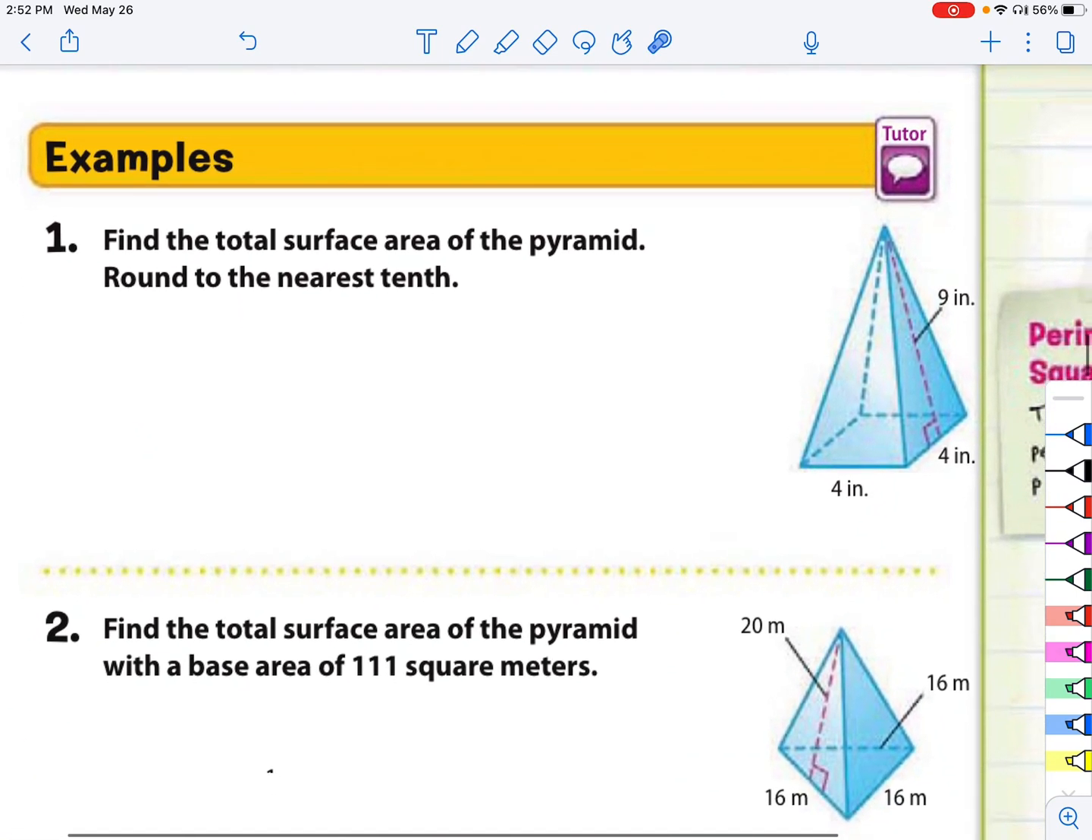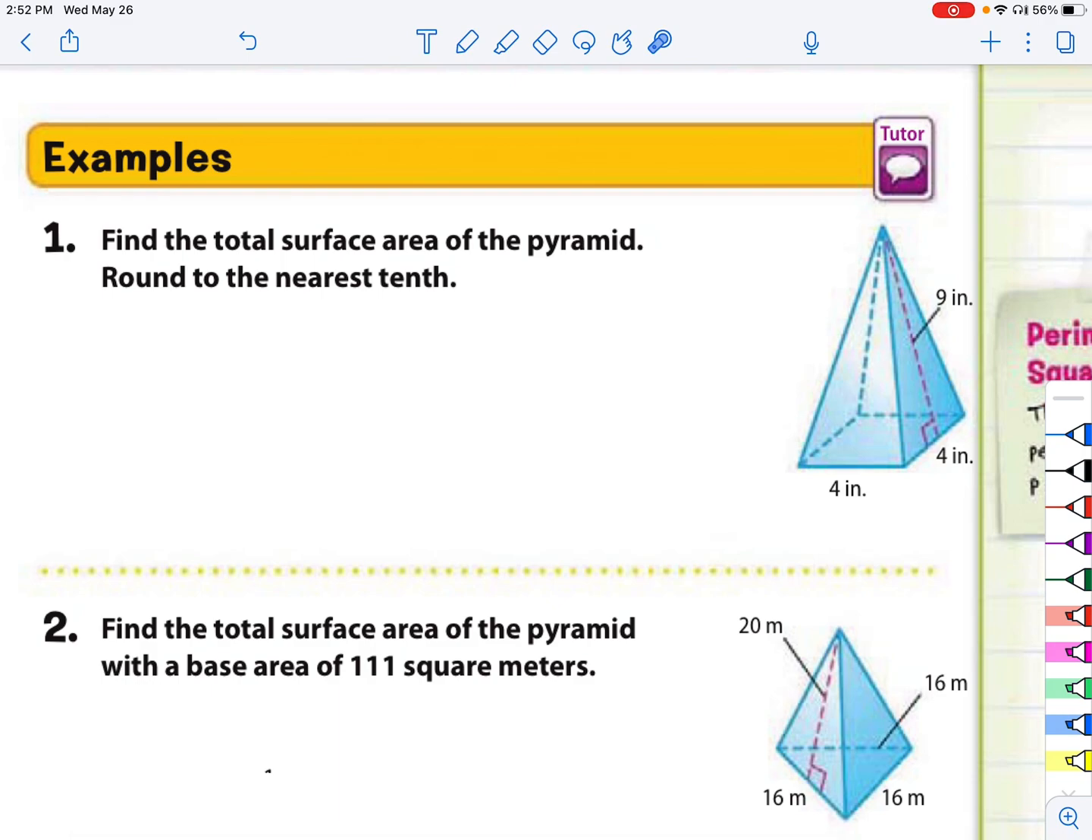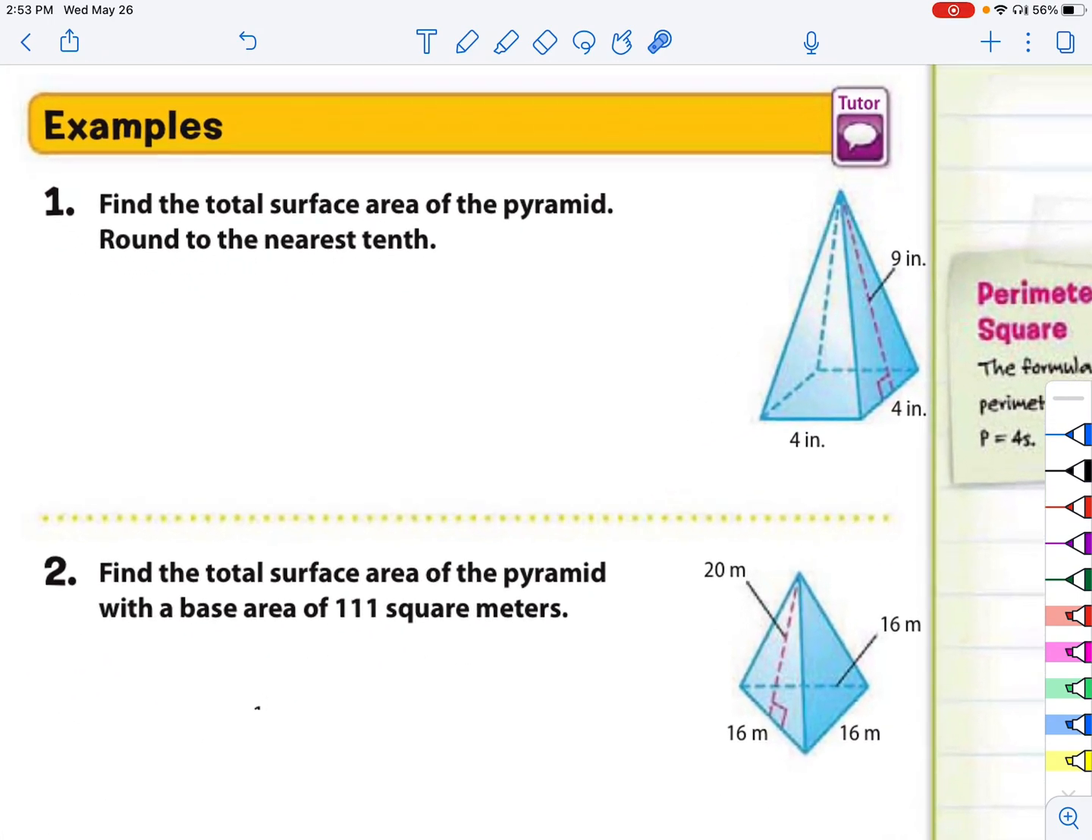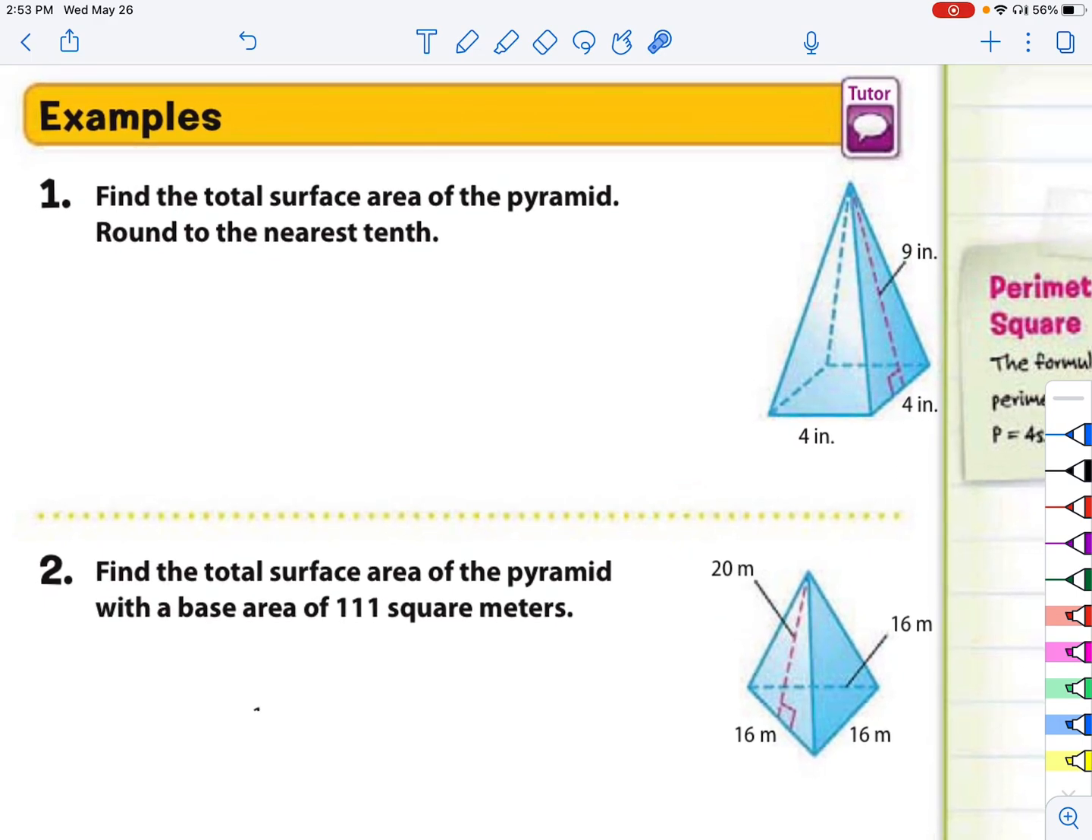Let's take a look at example number 1 and see how it works. Find the total surface area of the pyramid, round to the nearest tenth. So again, we have that pyramid. We have a slant height, which is 9 inches. We have a regular pyramid because you have a square. How do I know it's a square? Because the sides are the same length. That means everything is the same. So this is a regular square pyramid.